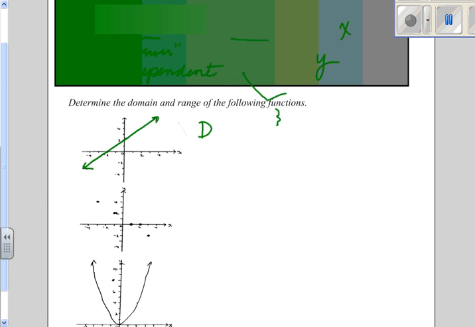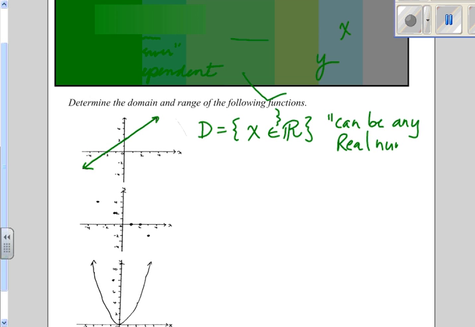The domain equals, and we tend to write it as curly bracket, X can be any real number. The little e actually means is an element of the set of real numbers. But that definition works fairly well.